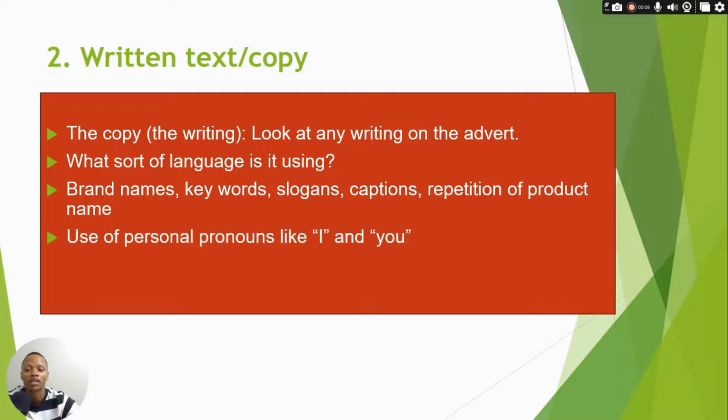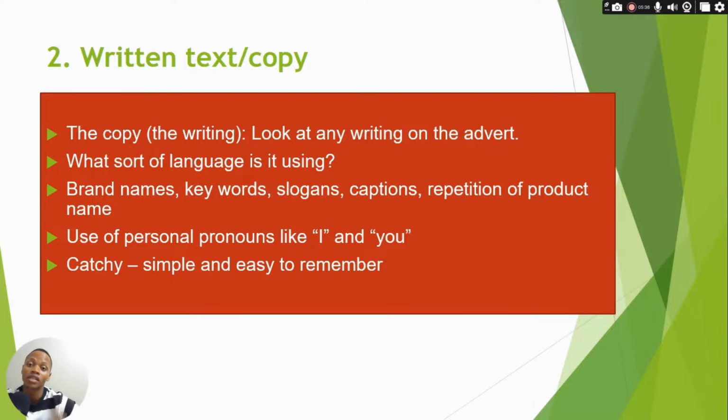You need to look for brand names, keywords, slogans, captions, as well as repetitions of product names. And then you need to also look for use of personal pronouns like I and you. These are somehow persuasive because they include you as a reader, or as a person who's actually reading through the advertisement.